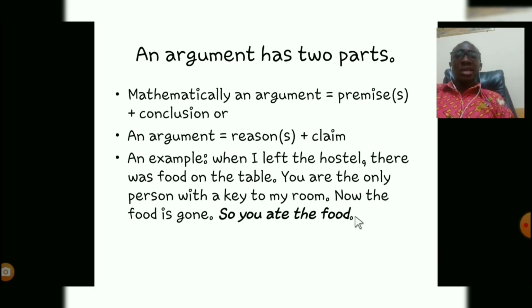The moment you give this reason to anyone, it's hard not to believe that the person ate the food, because one, the food was there. Secondly, he's the only one who has the key. And when he came, the food is gone. So now, who ate the food? So that is an argument. And you can think of your own example.